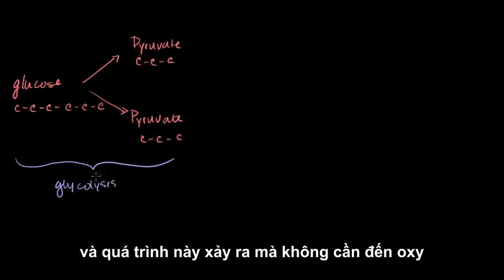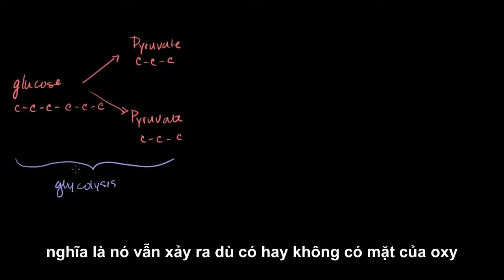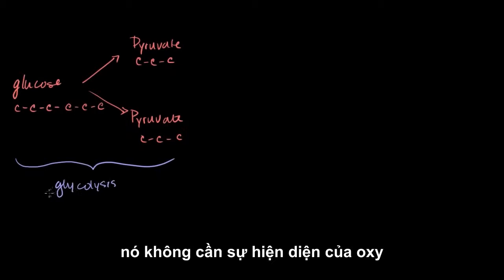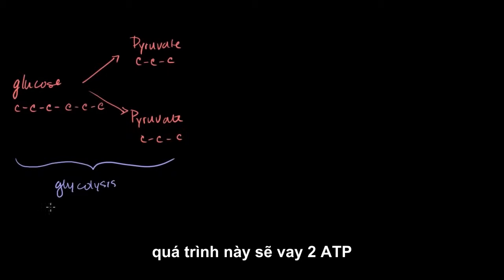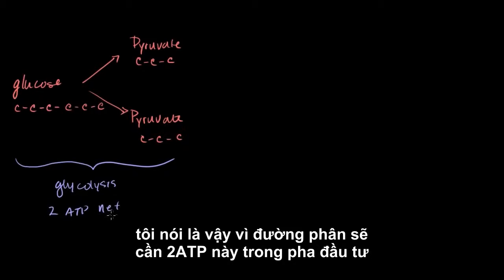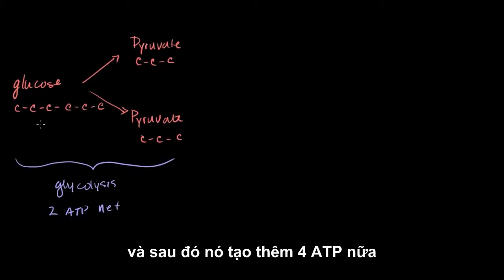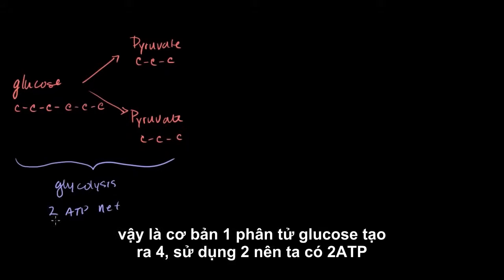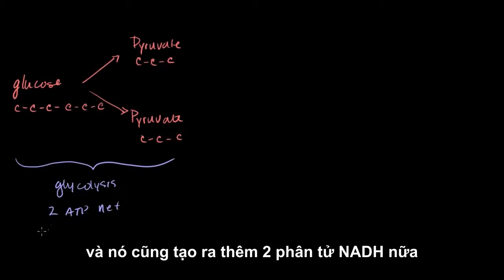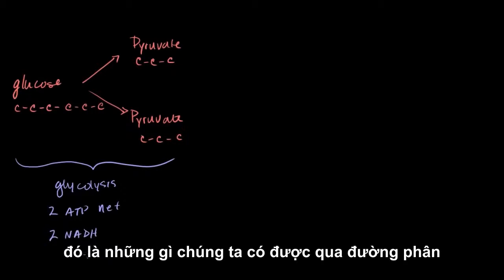Glycolysis happened in the absence of oxygen, or not necessarily. It can happen in the presence or in the absence of oxygen. It doesn't need oxygen. And we got a net payoff of 2 ATPs. I always say net because you remember, it used 2 ATPs in that investment stage, and then it generated 4. So on a net basis, it generated 4, used 2, it gave us 2 ATPs, and it also produced 2 NADHs. That's what we got out of glycolysis.